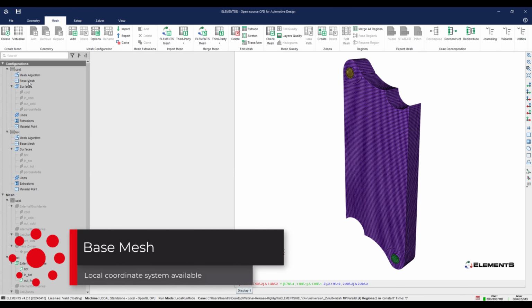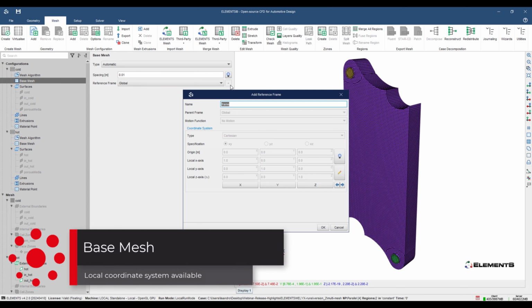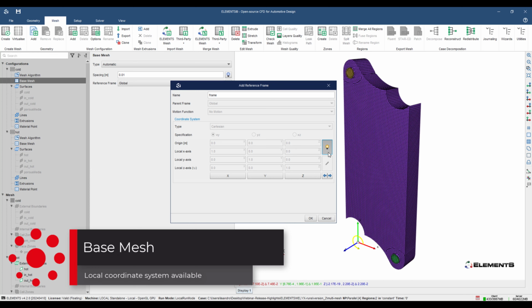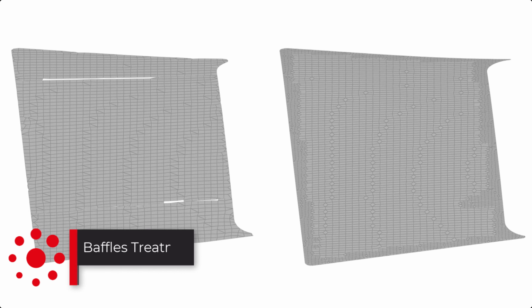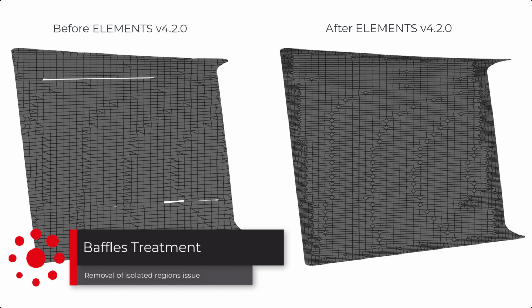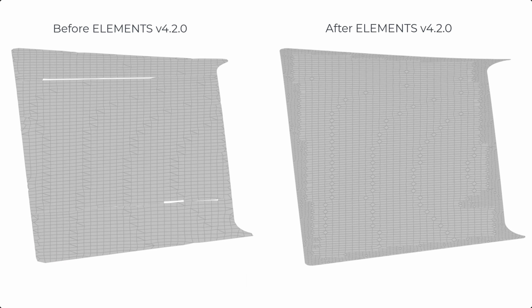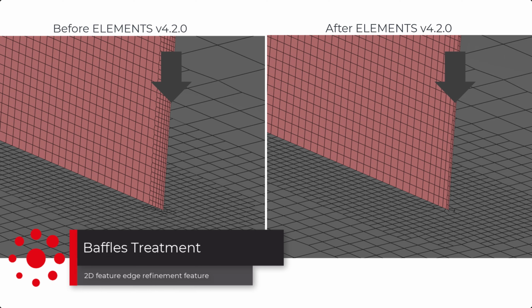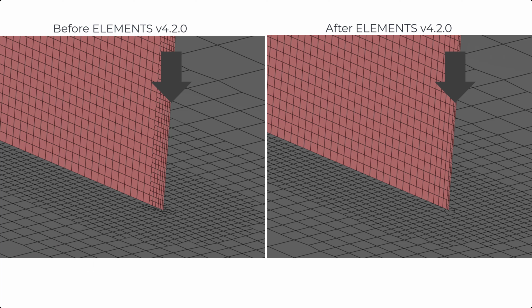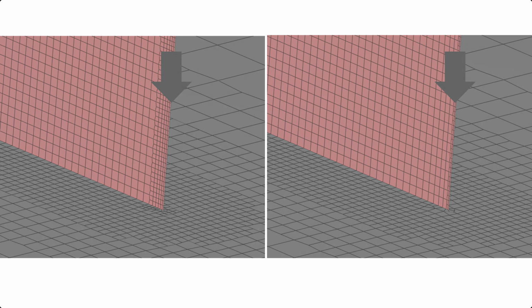Other features of the Elements Mesh Generator algorithm include an interface to align the base mesh to a user-defined local coordinate system, an improved treatment for baffles, like the removal of isolated regions when generating meshes for zero-thickness surfaces, and the addition of a 2D feature edge refinement for zero-thickness baffle edges, which helps reduce the aspect ratio of cells around edges where it is difficult to achieve good mesh quality using the standard 3D refinement approach.